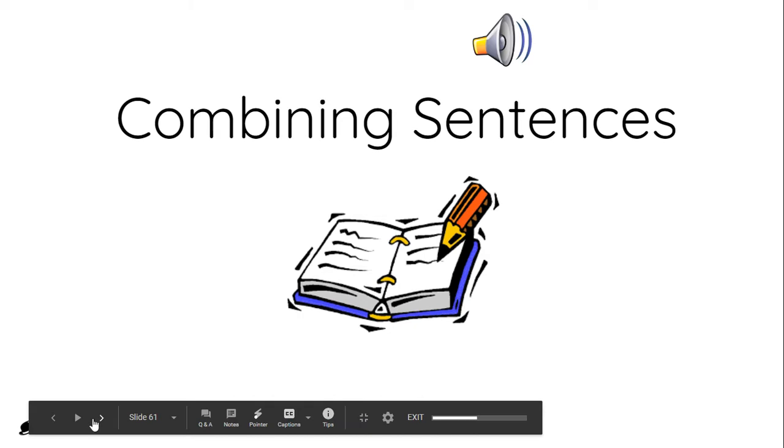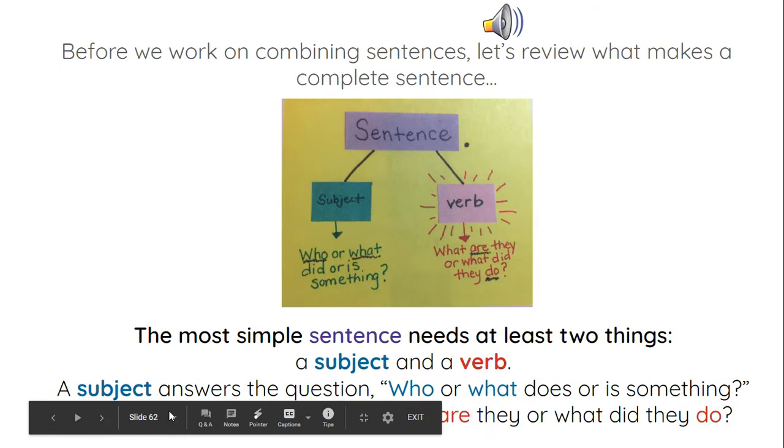All right, boys and girls, I'm going to go through this slide deck with you on combining sentences. This is just the title page. All right.